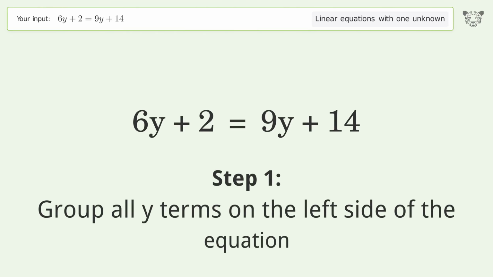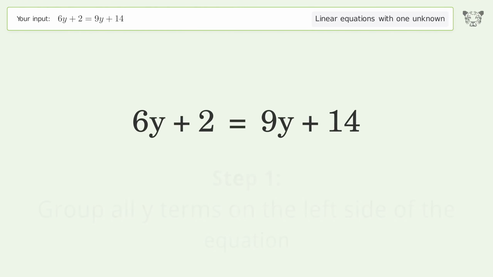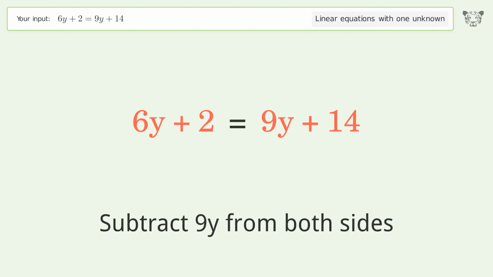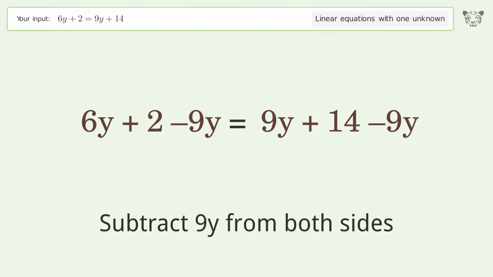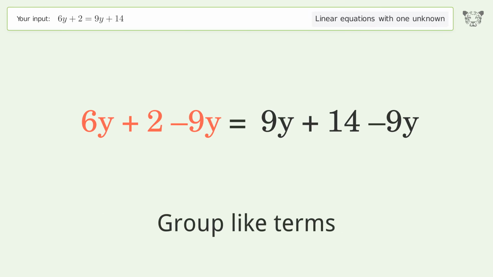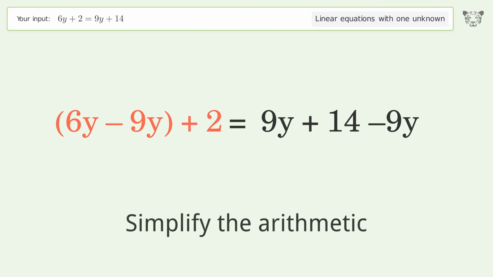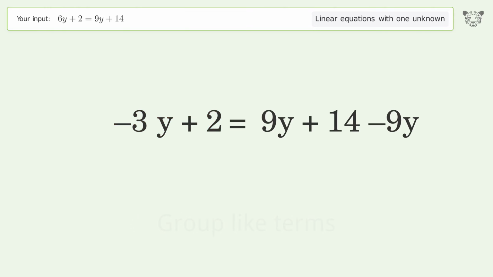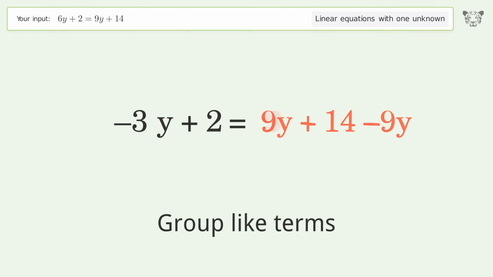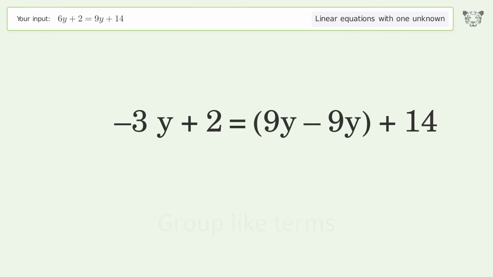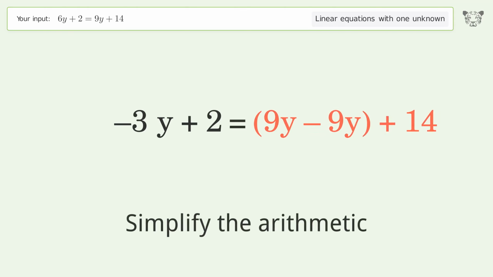Group all y terms on the left side of the equation. Subtract 9y from both sides. Group like terms. Simplify the arithmetic. Group like terms. Simplify the arithmetic.